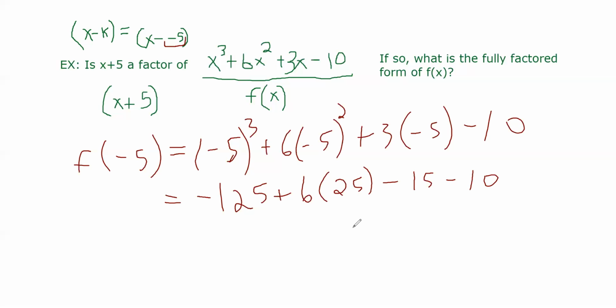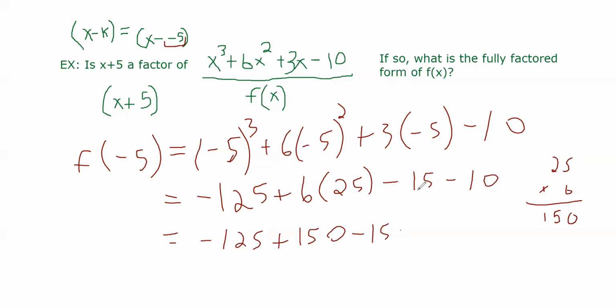So we got a little bit of math to do. We know we need to do 25 times 6. If you do it with old school multiplication, you'll get 150. So this becomes negative 125 plus 150 minus 15 minus 10. And you should see that does come out to 0. 150 minus 125 is positive 25. Minus 15 minus 10 does indeed come out to 0.